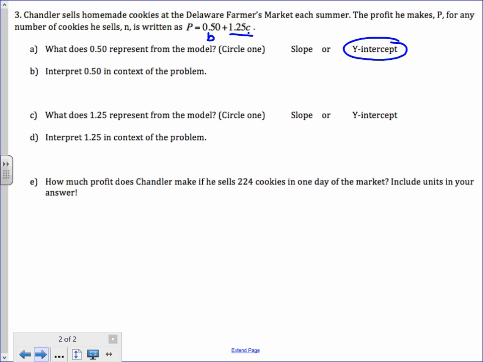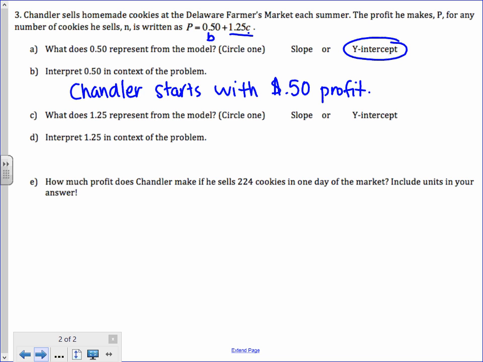So what does 0.5 mean in context of the problem? Well, let's read the problem again. Chandler sells homemade cookies. The profit he makes for the number of cookies he sells is written below. Well, 0.5 is the starting amount, the y-intercept is the starting amount of his profit. So you can say that Chandler starts with 50 cents profit. Or you could also say that even if Chandler sells 0 cookies, he's going to make 50 cents. He already has 50 cents in his pocket, which is not a lot of money, but it's somewhere to start.